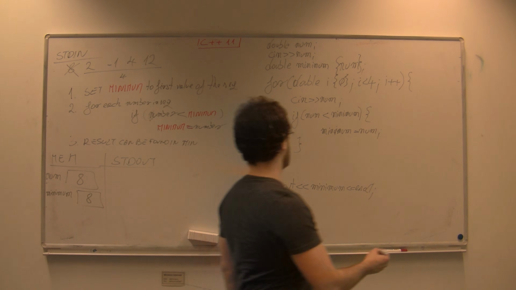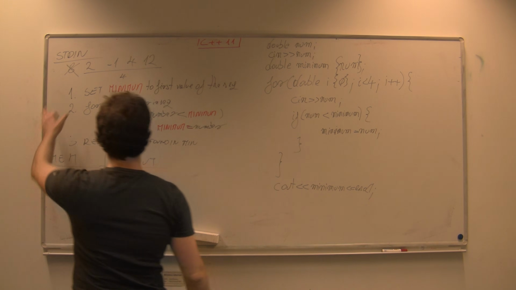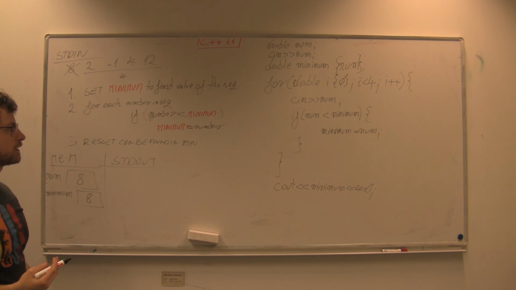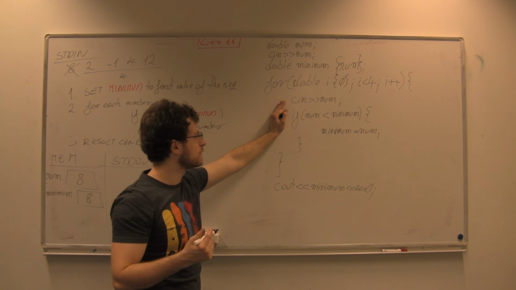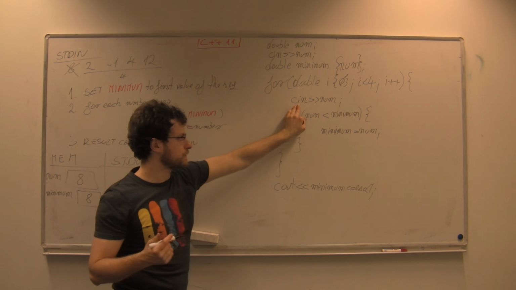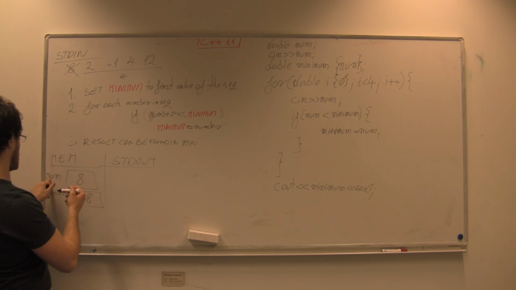And then we need to iterate 4 times across all of the numbers from standard input. So we will abstract now the for loop. We understand that we need to perform 4 iterations. First step, read the number from standard input. Store it into num.